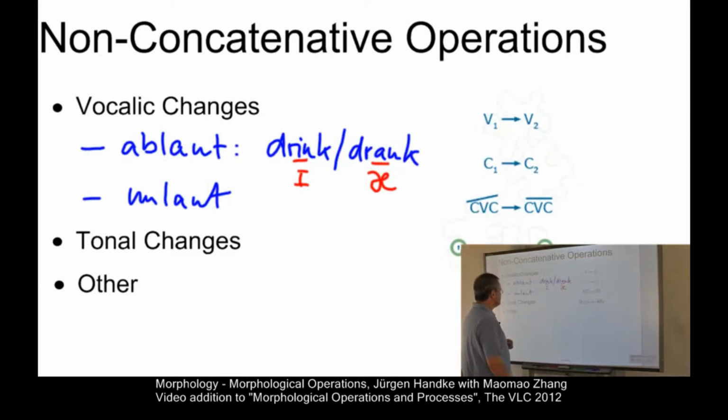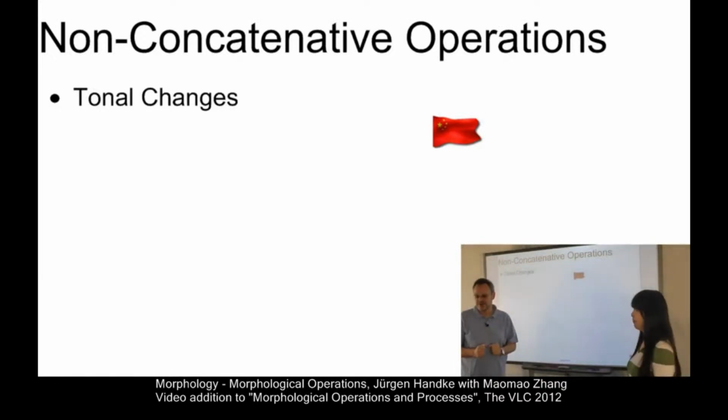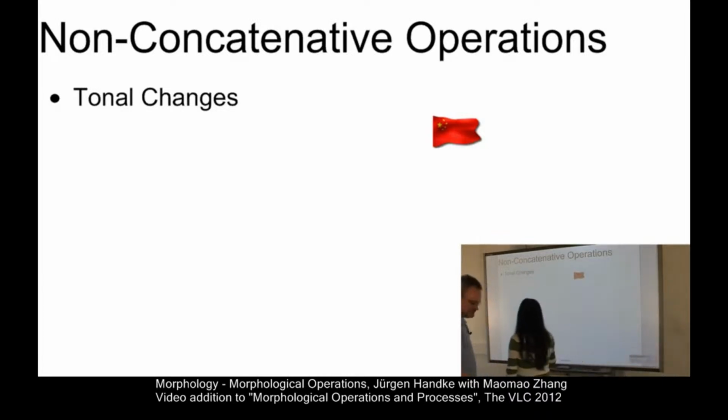Let's now look at another change, the tonal change. Now, this is quite interesting. However, we need a native speaker here, and I introduce Mao Mao from China, whose mother tongue obviously is Mandarin Chinese, and she will illustrate to us now tonal changes by, first of all, writing down one word in 4 different characters. Okay, go ahead, please.